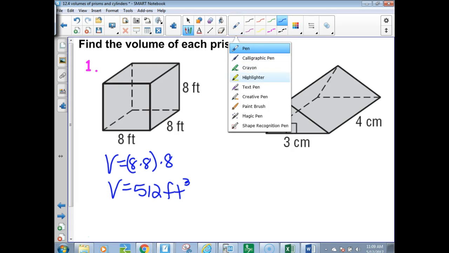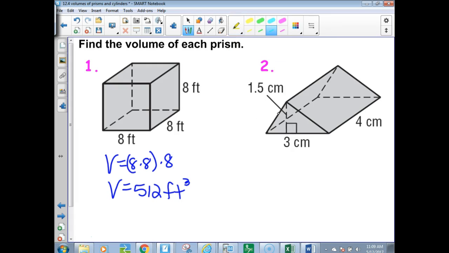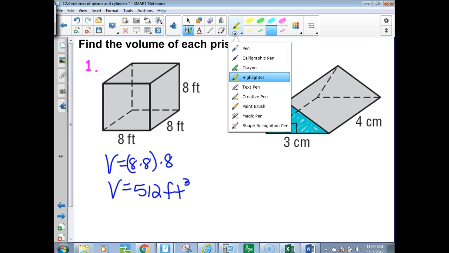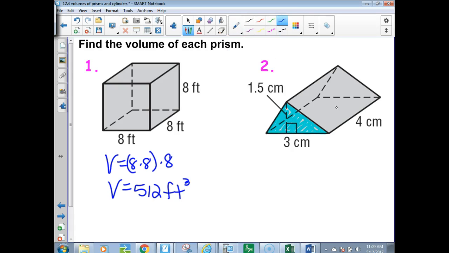All right, now this one, the second one here, has a base that is a triangle. Okay, we're going to find the area of that. No, it's not a pyramid. It looks like a tent, doesn't it? Or a roof of a house. That's a good analogy. The base area is the area of a triangle. So you have to remember that formula is base times height divided by 2, where this would be little b and the height would be the 1.5. So we need to do 3 times 1.5 divided by 2.